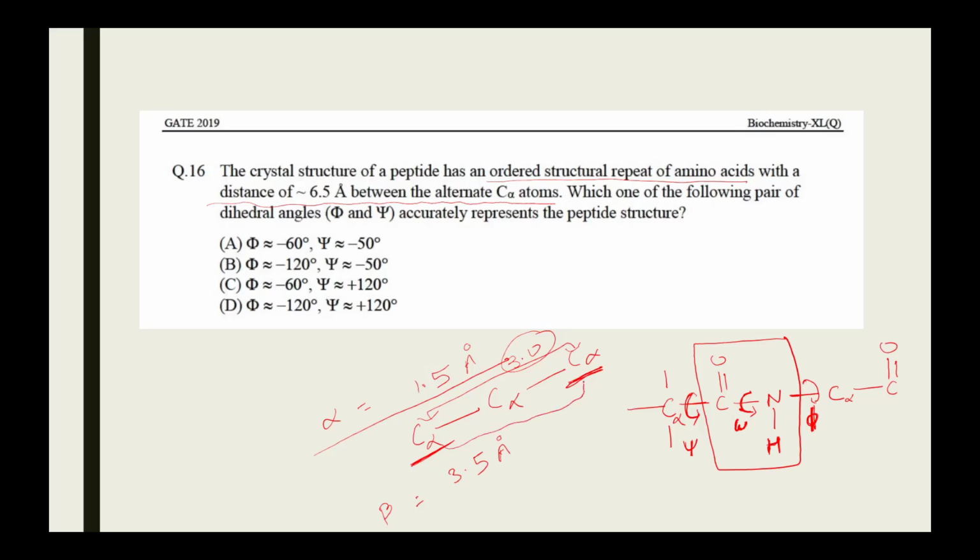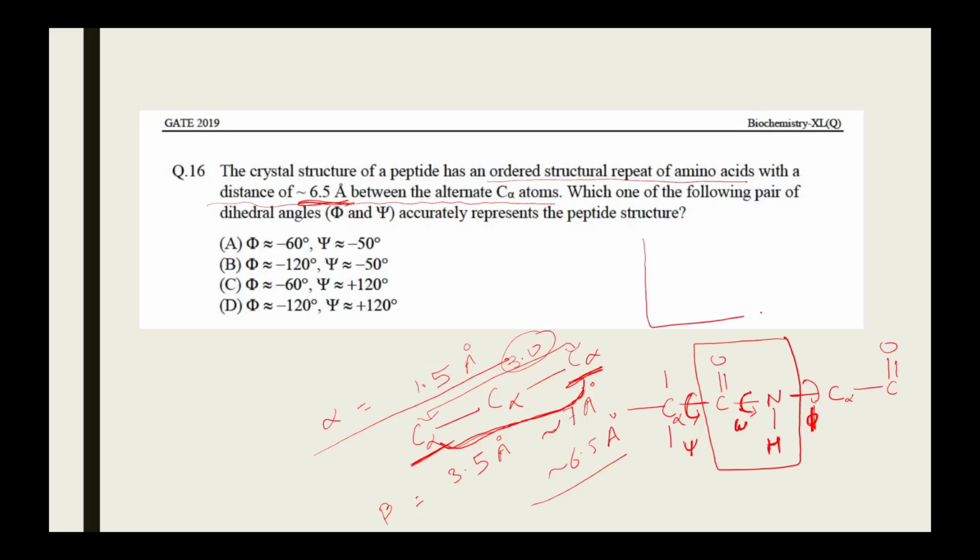That qualifies it as a beta sheet, because the distance for beta sheet between two alternate carbons will be approximately 7 angstrom, which is close to 6.5 angstrom. So with this point, now we are clear that we have a beta sheet in our structure. For the beta sheet, it has been asked which dihedral angles accurately represent the peptide structure. So the peptide structure is beta sheet. Now we have to find out the angles.